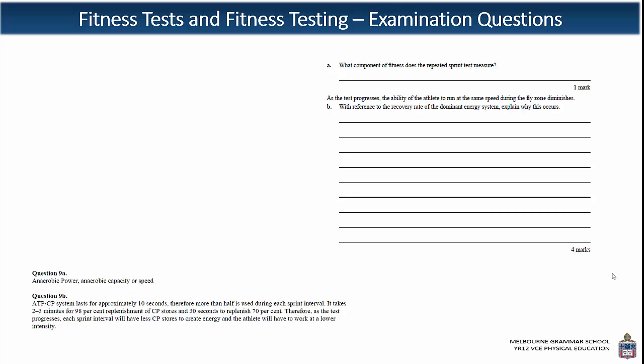Therefore, as the test progresses, each sprint interval will have less CP stores to create energy, and the athlete will have to work at a lower intensity. Now, it would be best for you to put in that there's an increase in contribution from the slower anaerobic glycolysis system. This exam question is probably about 4 or 5 years old now, so I think with the information that they want now, they want you to go even further, and they're expecting a higher quality of answer. So really important that you put that extra step in there.